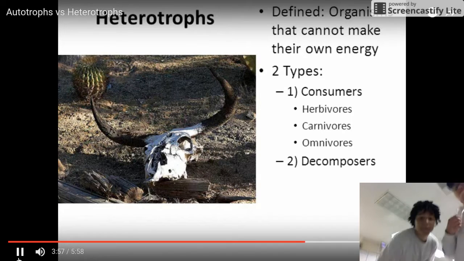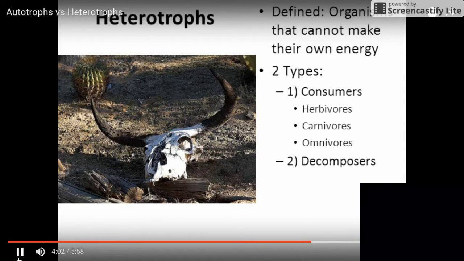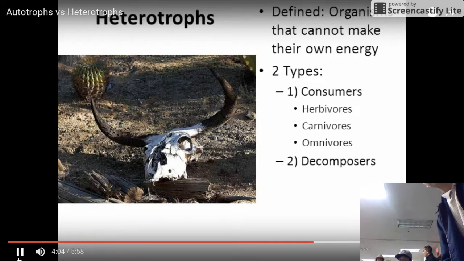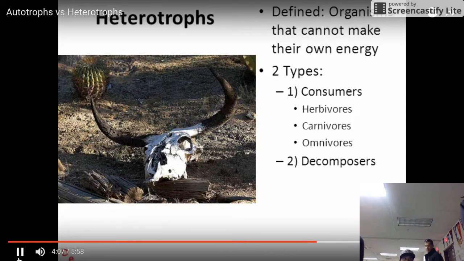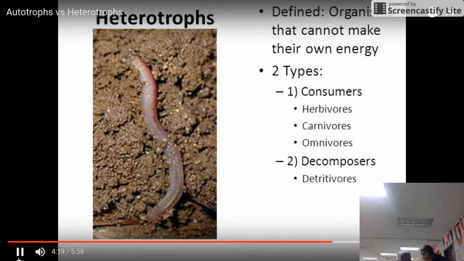And then there's the other kind of heterotroph that we don't usually consider. These are the decomposers. When organisms die, there are nutrients still left in that organism's body, and decomposers will obtain nutrients from dead organisms and eventually cause the organism to decay. A couple categories of decomposer. The first are the decomposers called the detritivores. And like the earthworm, the picture of the earthworm, detritivores ingest and feed on nutrients from dead organisms.